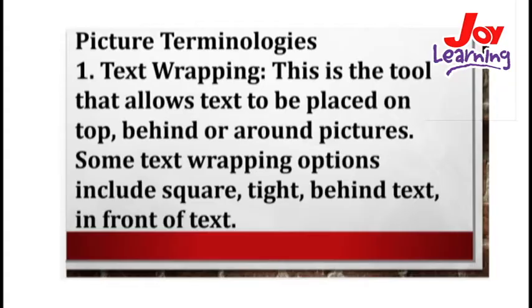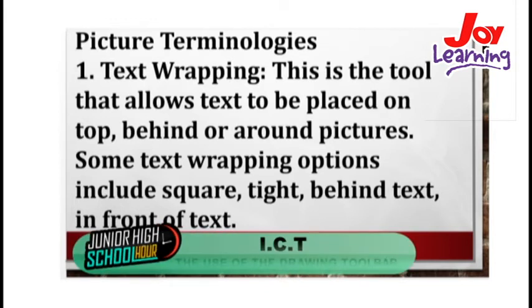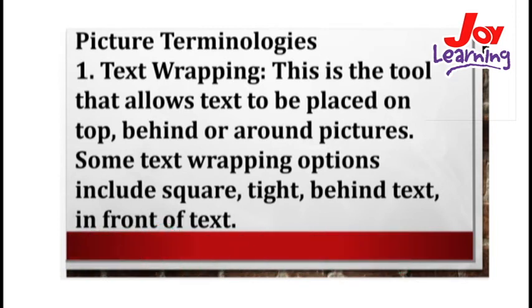Now let's look at some picture terms. We have text wrapping. Text wrapping is a tool that allows text to be placed either on top, behind, or around the pictures. A text can be placed on top of the picture, behind the picture, or around the picture. Some of these options include square, tight, behind text, or in front of text. Let's look at these examples.